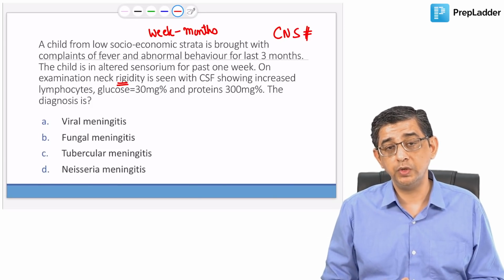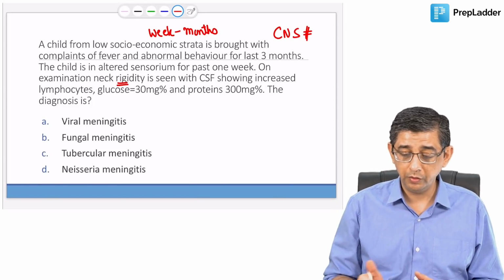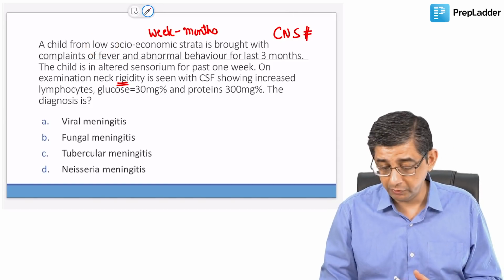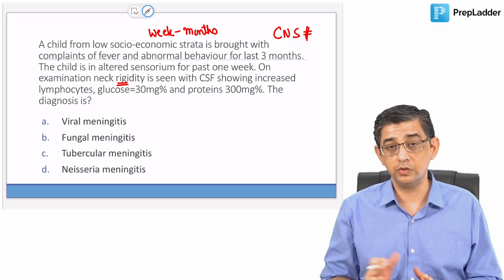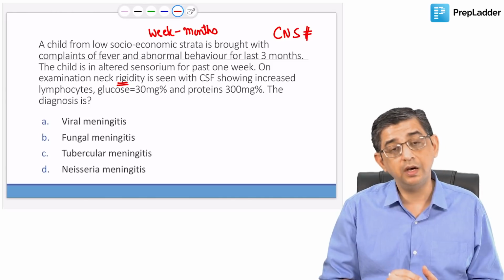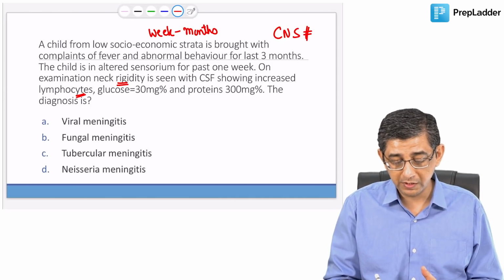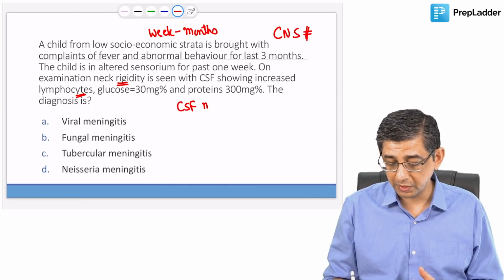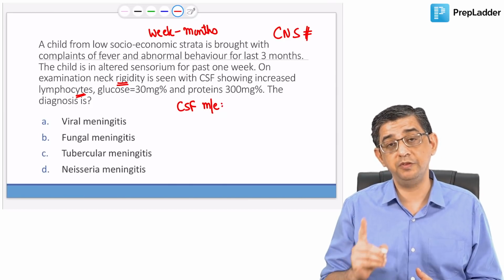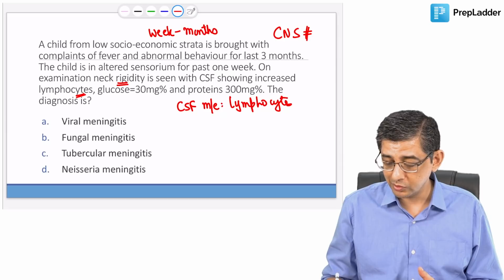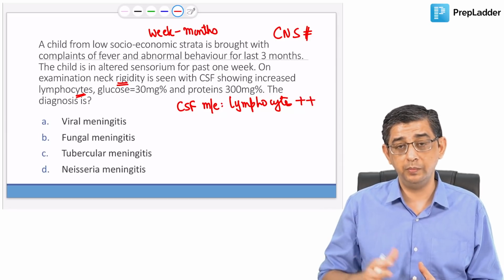The CSF is showing increased lymphocytes. If you look at the data here, a child from a low socioeconomic stratum of society with a long-standing neurological illness is going to be tubercular meningitis. In tubercular meningitis, the highlight is that lymphocytes are always increased. I've always highlighted that in an Indian exam, whenever CSF microscopic examination shows relatively increased lymphocytes, the diagnosis is to be thought of in terms of tubercular meningitis.